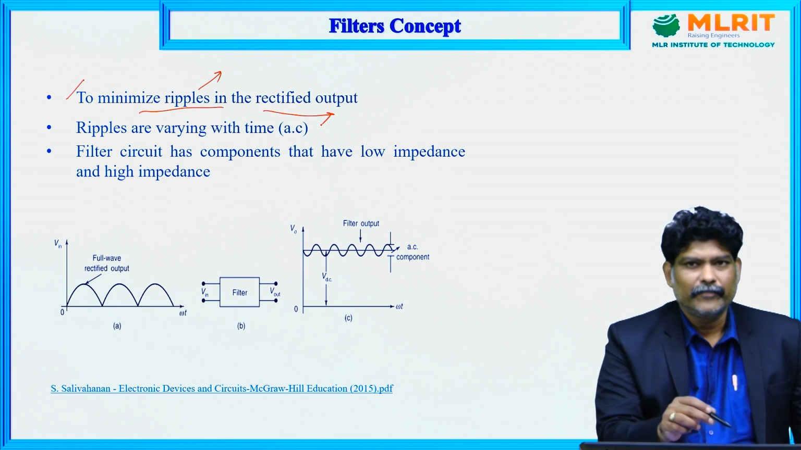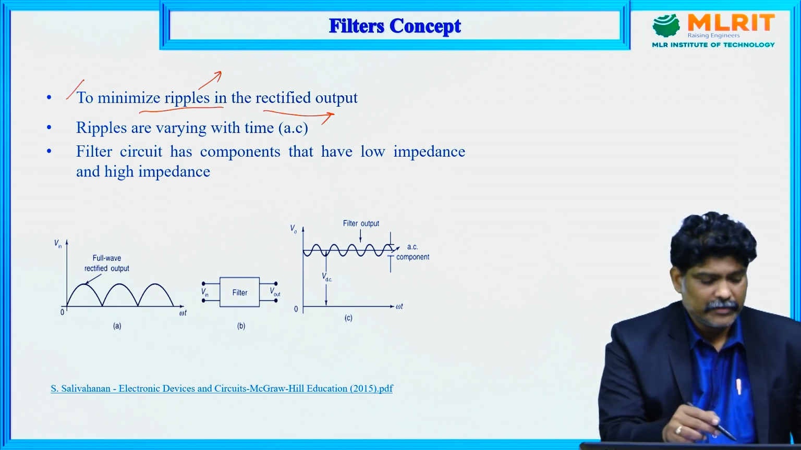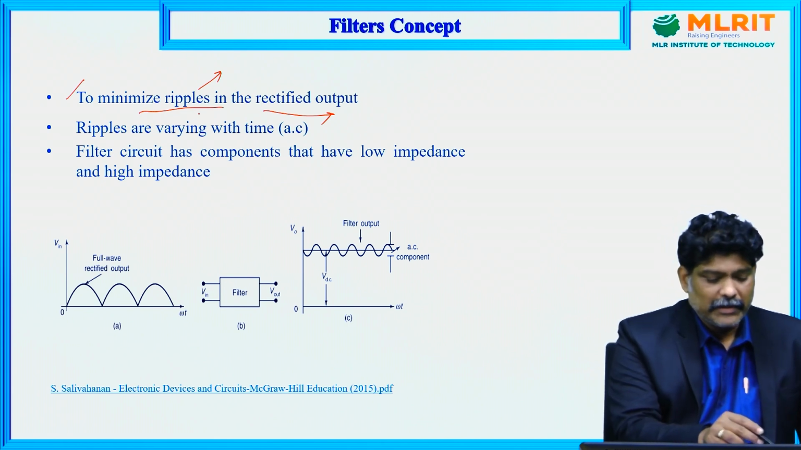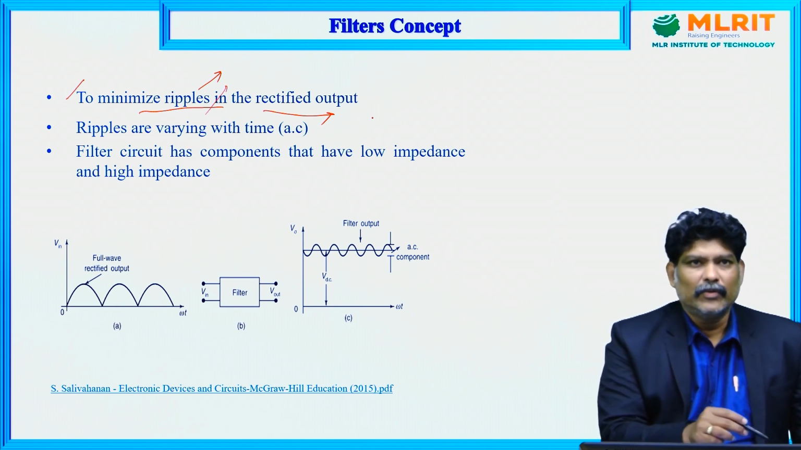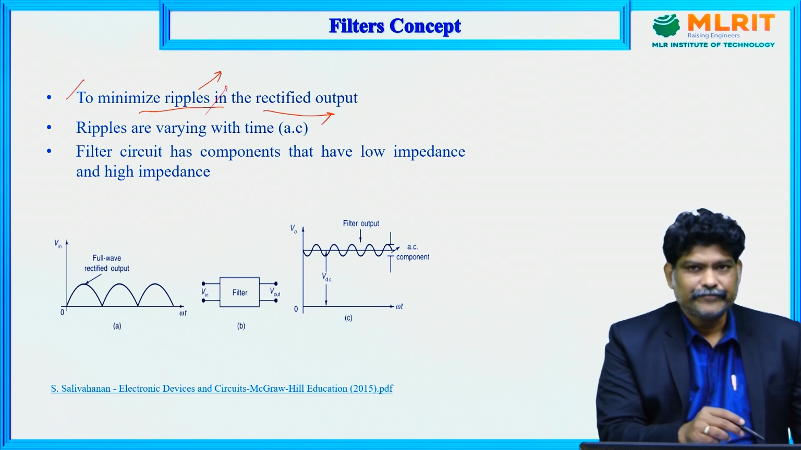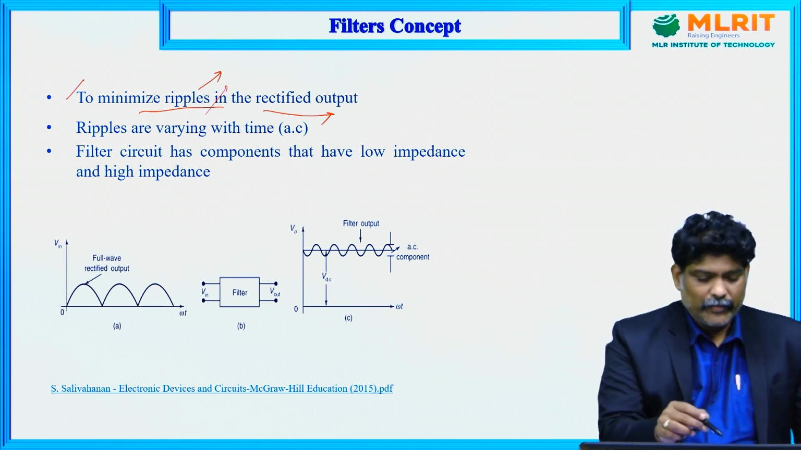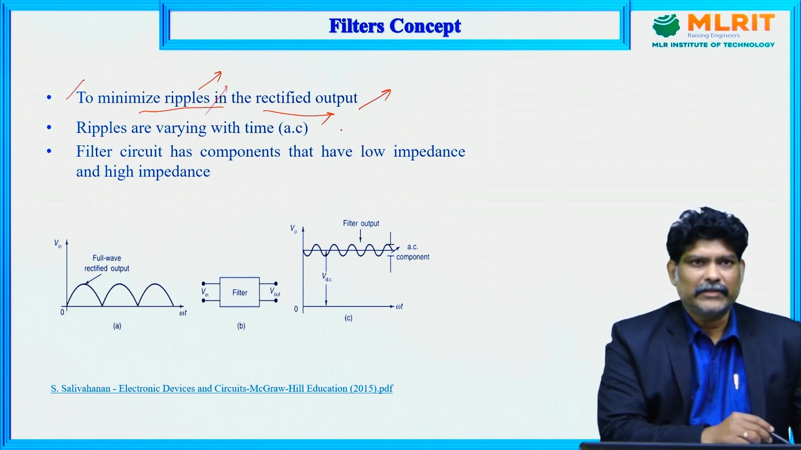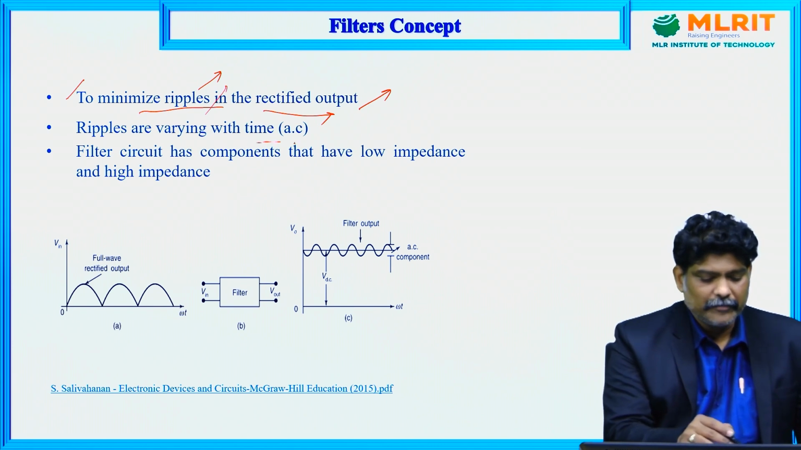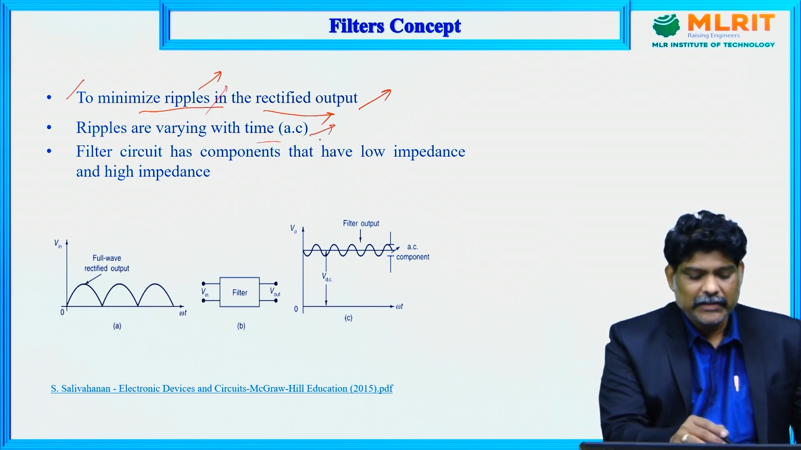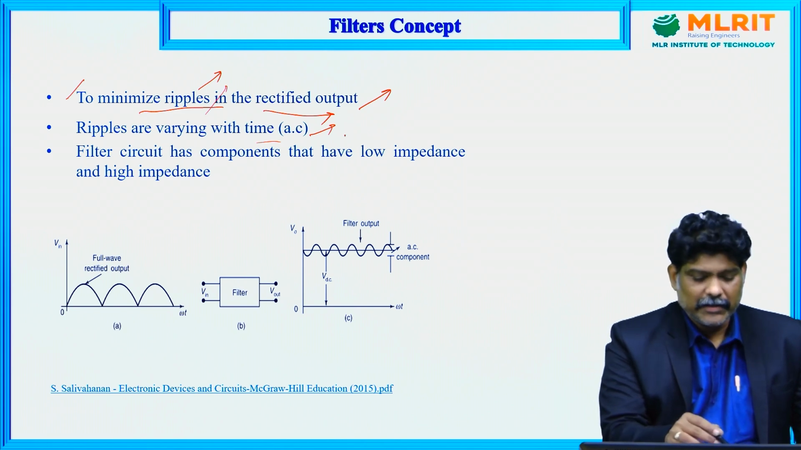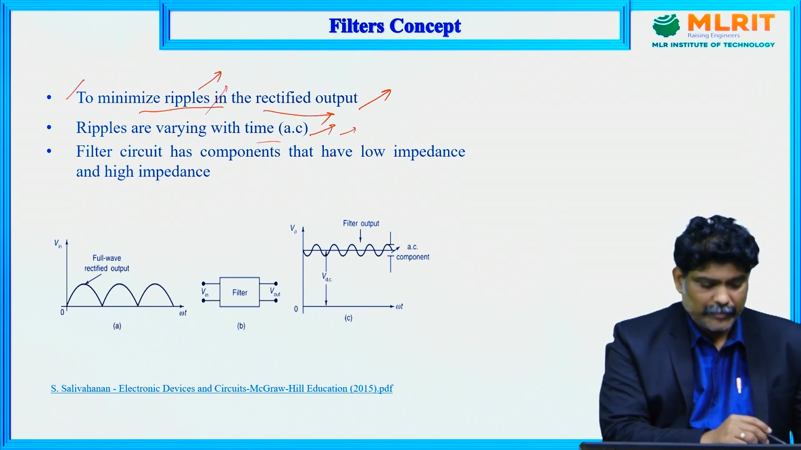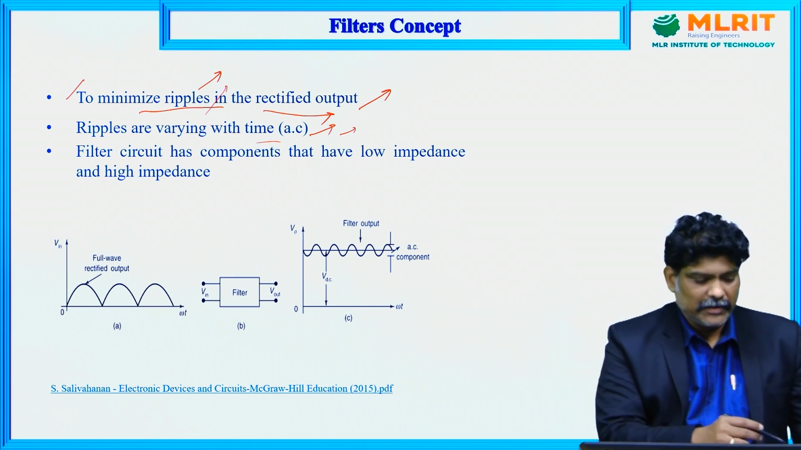Therefore, the rectified output of any rectifier circuit has these ripples. To minimize these ripples in the rectified output, we require a filter circuit. We need to reduce these ripples because they vary with time, so this kind of signal cannot be applied to DC or electronic devices. This is an AC signal, so we should reduce this kind of ripples, the unwanted signal, you can say.